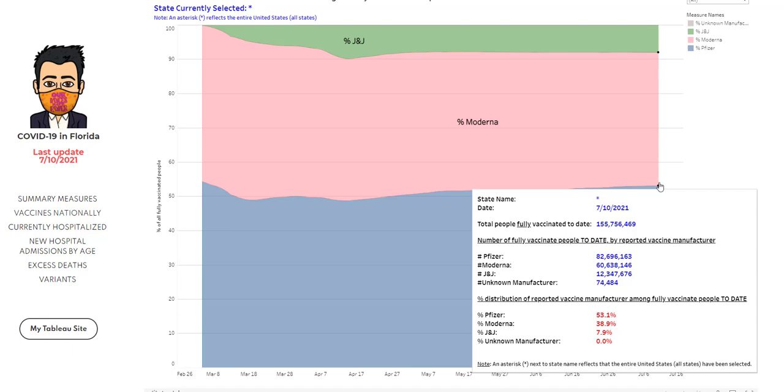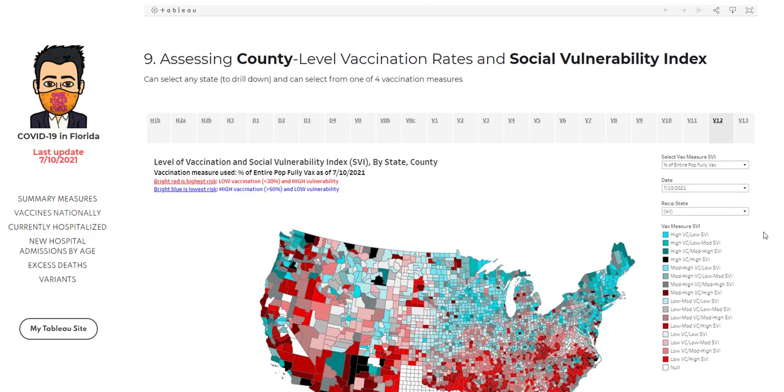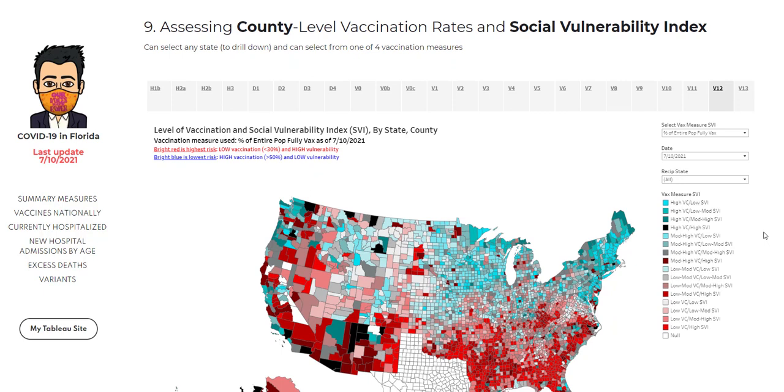You can get the raw numbers of people vaccinated with each of those. So, pretty straightforward visualization. These are some newer ones that I've added. A lot of people are trying to look at factors that may be associated with vaccination rates. And obviously, I don't think this does it justice.